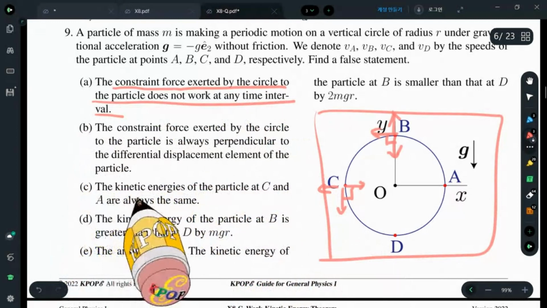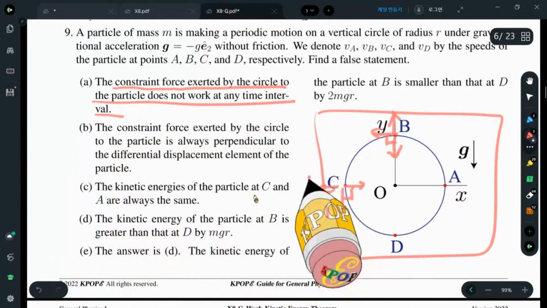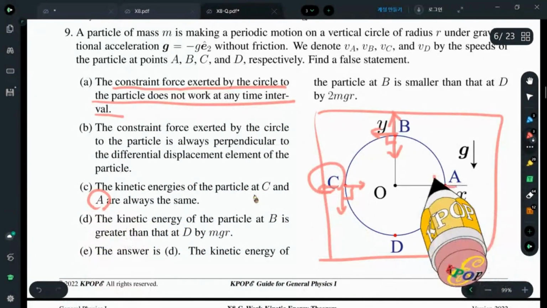That's correct. The kinetic energies of the particle at C and A are always the same.